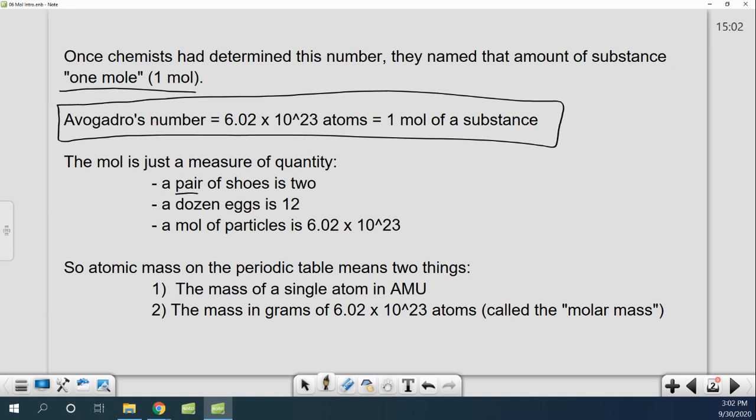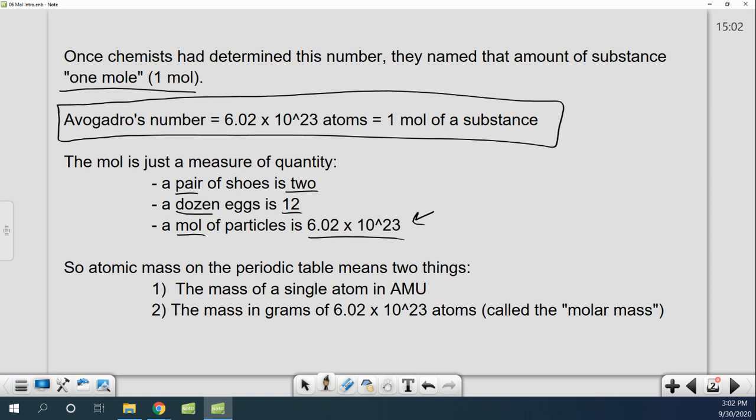Now, moles, it's just a measure of quantity, right? If I have a pair of shoes, I have 2 of them. If I have a dozen eggs, I got 12 of them. If I have a mole of particles, it's 6.02 times 10 to the 23 of them. So it's just a word that represents a number. So if I say I got 4 dozen, I would do 4 times 12. If I've got 4 moles, it's just 4 times this.